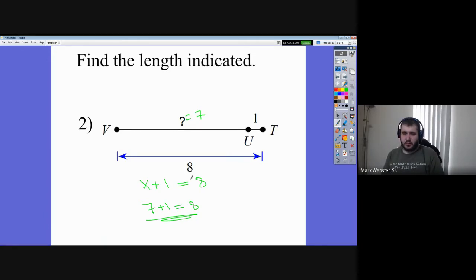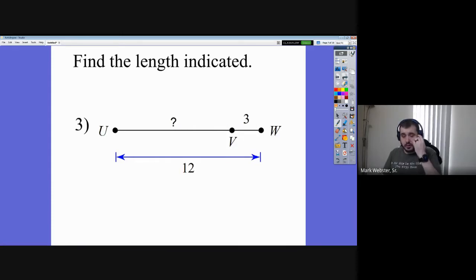Like I said, if you look at that and you can automatically see that the answer is 7, that's cool. With these especially, don't feel like you have to do so much extra. You just don't have to. It's okay. Let's do one more.